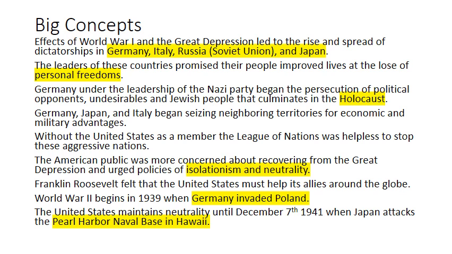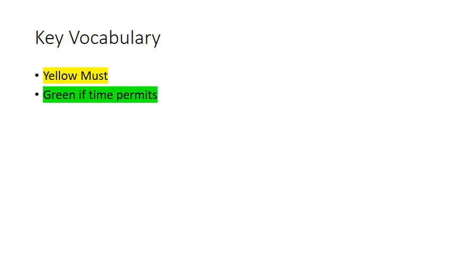World War II begins in September 1939 when Germany invades their eastern neighbors, Poland. The United States maintains neutrality for almost 2 years, a little bit over 2 years, until Japan attacks the American naval base, Pearl Harbor, which is in Hawaii. Let's go over the key vocab for this unit.